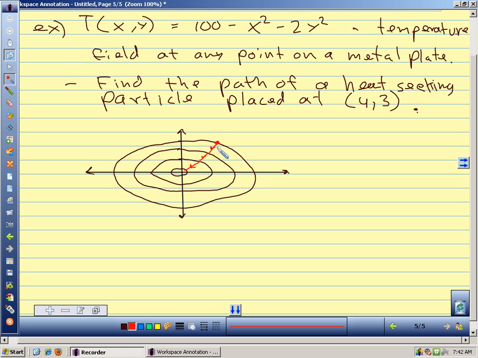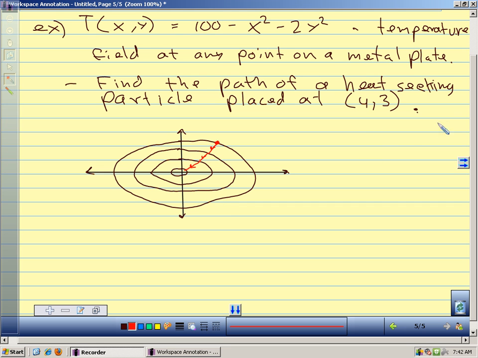Because every time it's going to start at this point, it's going to move in the direction of the maximum temperature. But as soon as it moves, that direction changes. So its path is continually changing as it goes along this metal plate. And we want to find an equation of that path.